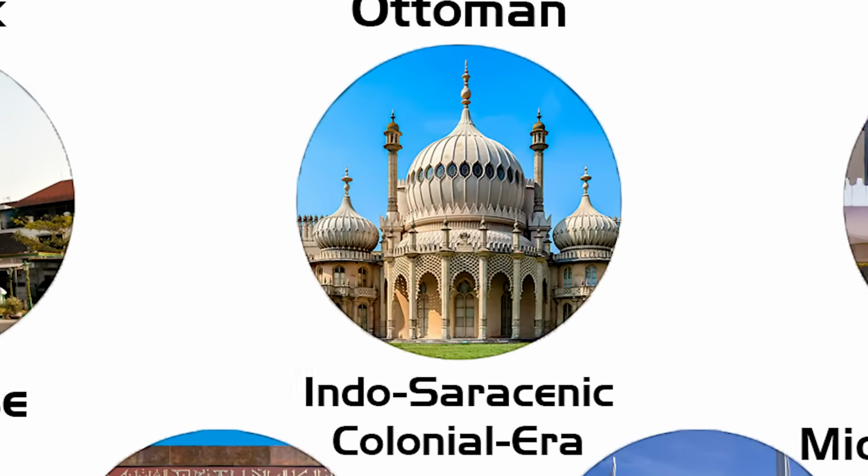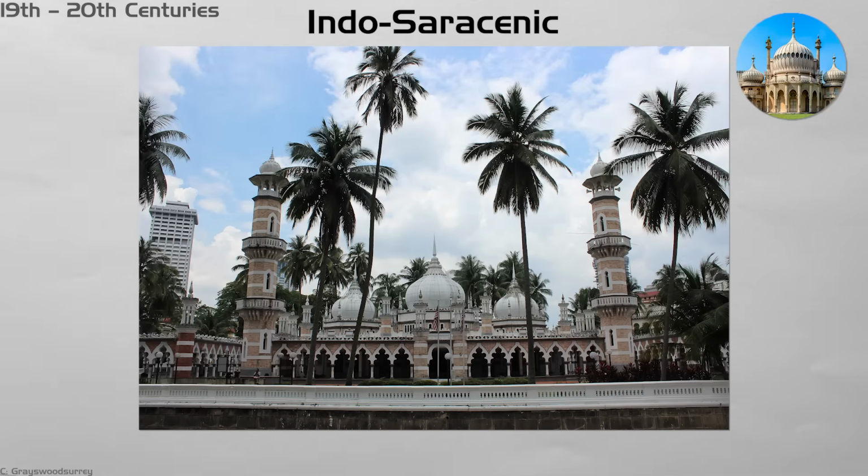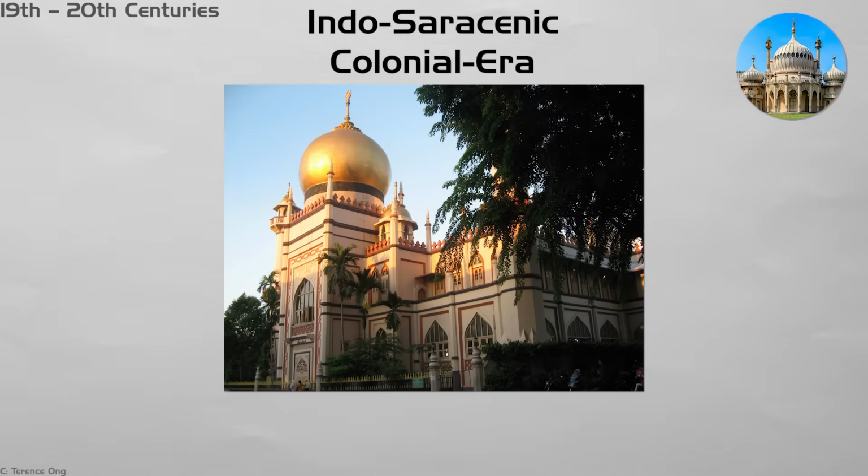Indo-Saracenic Colonial-Era. During colonial times in places like India, Malaysia, and Singapore, mosque architecture combined Islamic elements with European influences. Minarets and domes coexisted with neo-Gothic arches or neoclassical columns. British or Dutch architects sometimes hired local craftsmen, resulting in eclectic blends of Western and Eastern styles.